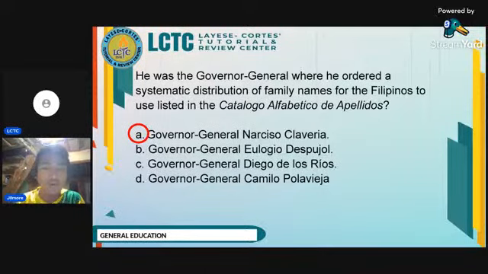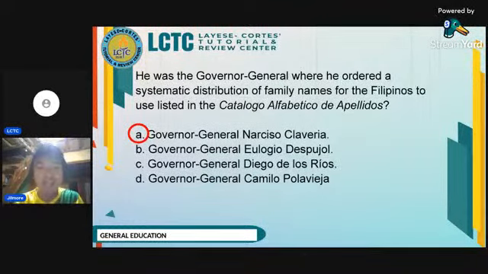What about Despujol? Despujol was the Governor General who... He was the Governor General who exiled Rizal to Dapitan. And Governor Camilo Polavieja was the Governor General who signed the execution of Rizal. What about Diego de los Reyes? Governor General Diego de los Reyes was the last Governor General of the Philippines.